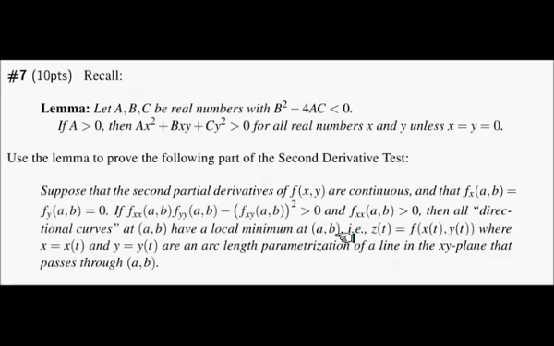What we mean by the directional curves is that f of x, y is specialized to this line. It's a line which is not arbitrarily parameterized, but has an arc length parameterization at that point a comma b. So what this means is that if you cut the graph, the surface z equals f of x, y, along whatever direction we're looking at, it creates a plane curve, and that curve always has a local minimum at that point.